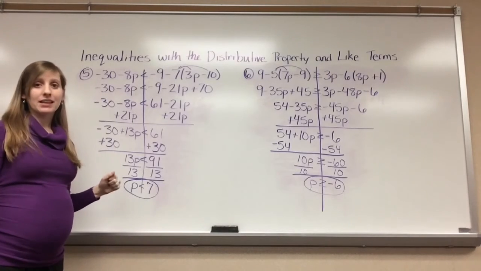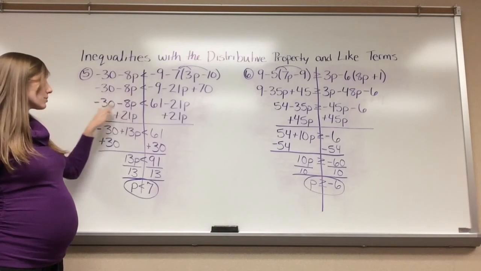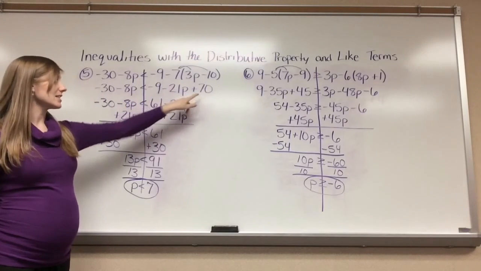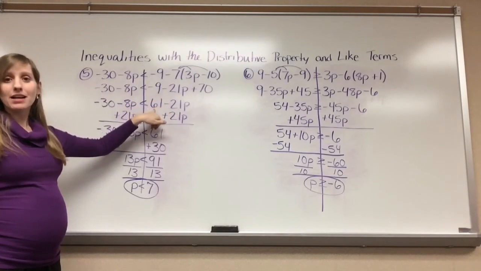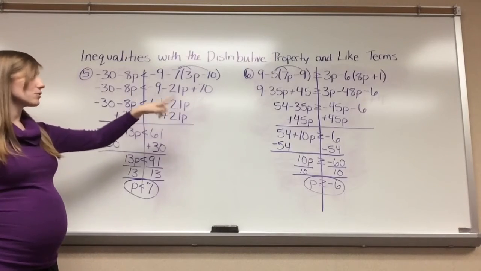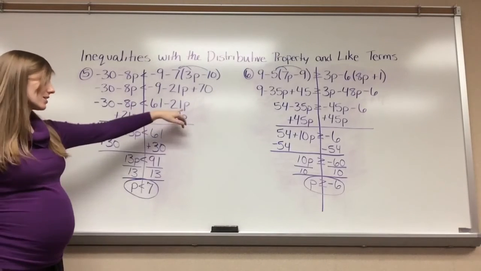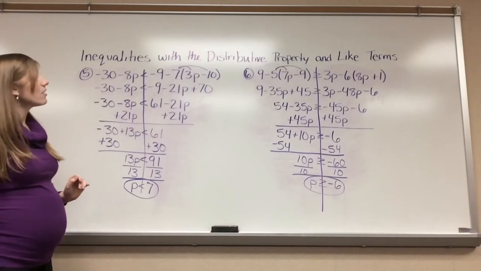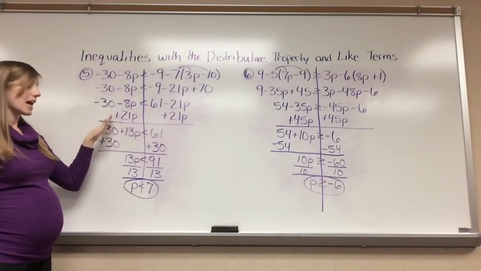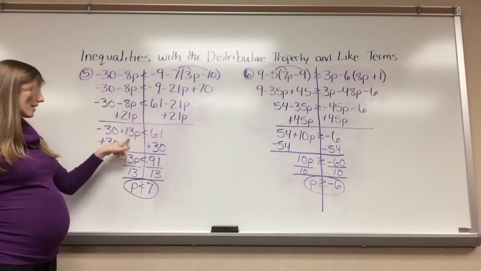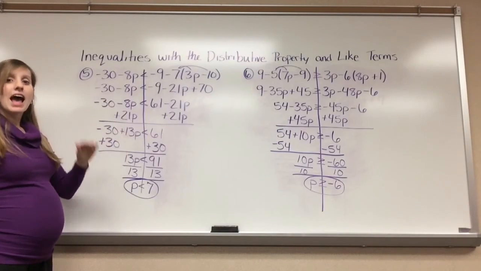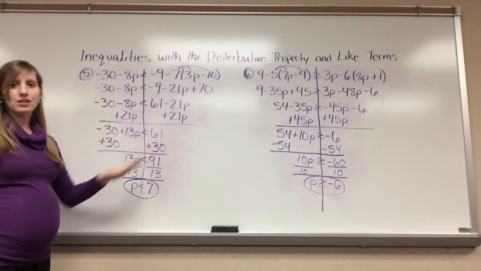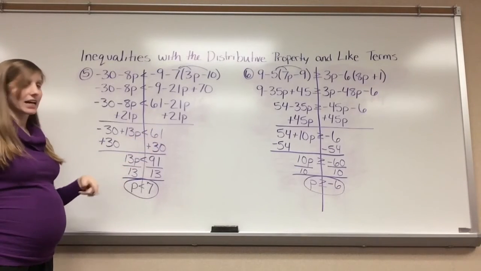From there, I combined like terms. There were no like terms on the left-hand side, so I kept that the same. And then negative 9 and 70, I combined those to get positive 61. The negative 21p stayed the same because it has the variable p, and the 61 does not have the variable. From there, I got my letters to the left side by adding 21p. That gave me 13p. After that, I added 30 to both sides to get my letters on the right. So that gave me 91.